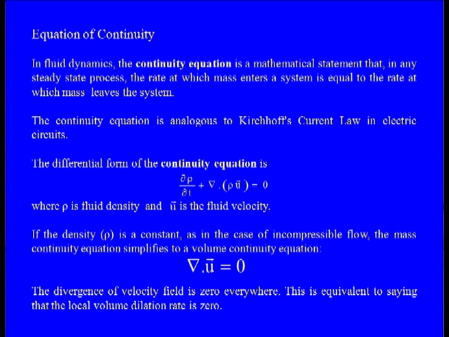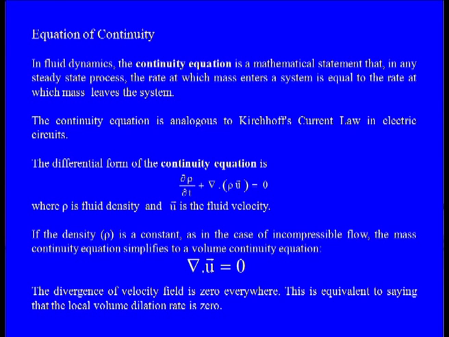So, the continuity equation is analogous to Kirchhoff's current law in electric circuit. The differential form of continuity equation in fluid dynamics is as follows. Del rho upon del t plus divergence of rho u equal to 0. The left hand side is nothing but the total time derivative of rho, d rho by dt, equal to del rho upon del t plus divergence of rho u equal to 0, since there is no source or sink term, where rho is the fluid density and u is the fluid velocity vector.